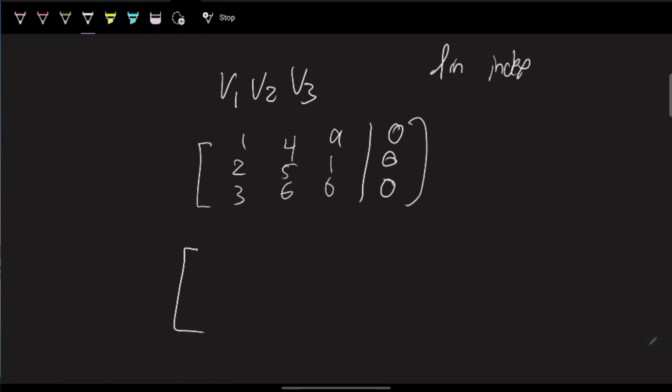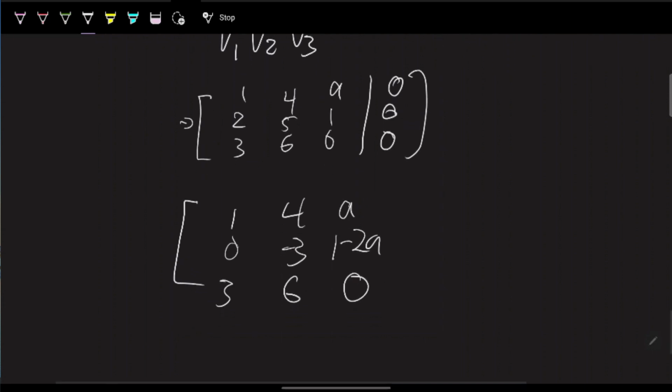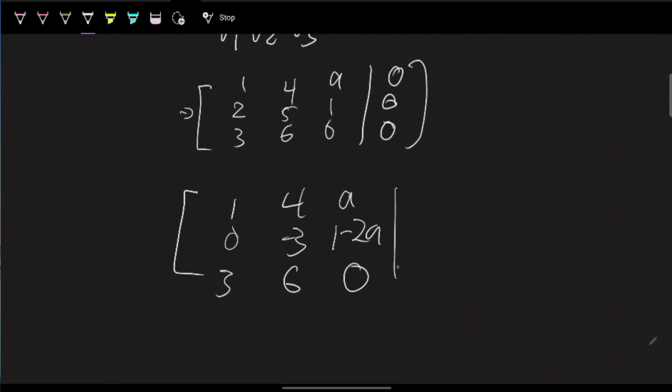So I'll take the second row and subtract out twice the first. Oh god, that's going to be a pain in the butt. How do I want to do this? I hate calculations. I did the same thing. It ends up being 1 4a, and then 0 negative 3 1 minus 2a, then 3 6 0. Sorry, I'm reading them all off my rows. Okay. And then what's the next one?